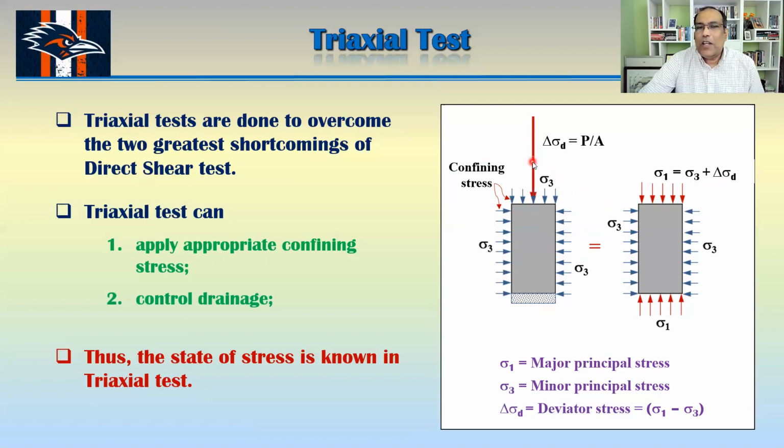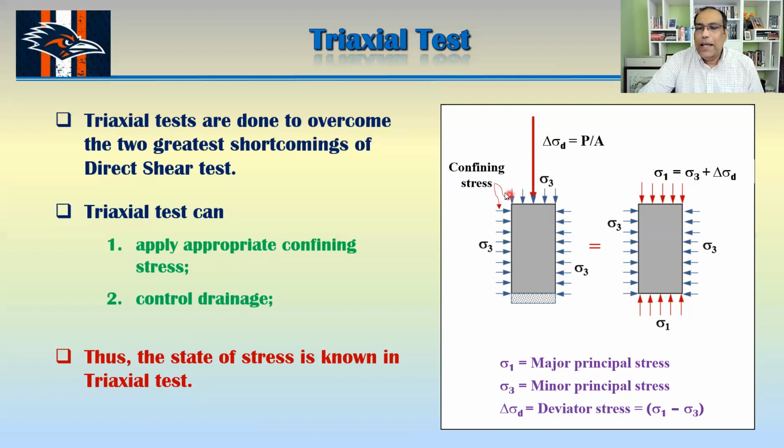So this test has basically two stages. In the first stage, we apply the confining pressure. The second stage is we apply the vertical force or stress to shear that specimen. You can see this is sigma 3, and this is called the deviator stress, which is equal to P by A. P is the force here, and A is the area of that surface. So your sigma 1 would be sigma 3 plus the deviator stress.